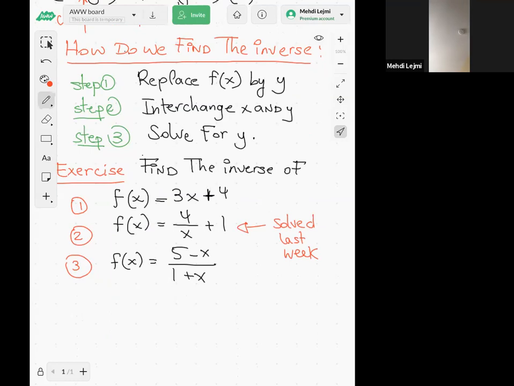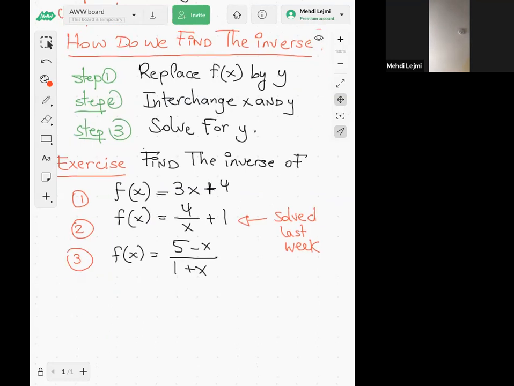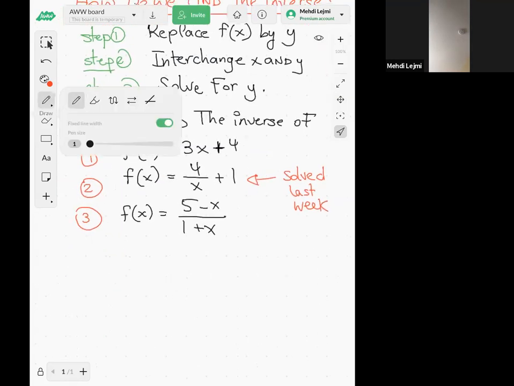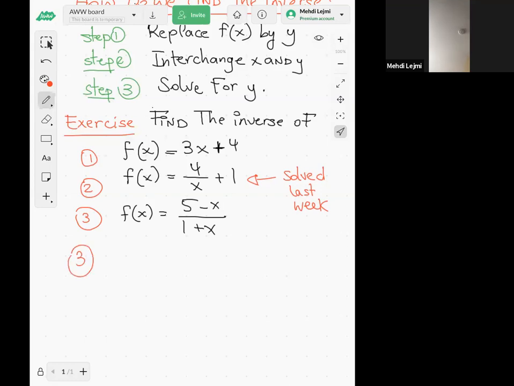So we solved number 2 last week, so you can check the notes or the recording from last week. Let's do the third function, number 3. Step 1, we said replace f of x by y. Here is my f of x, so it becomes y equals 5 minus x over 1 plus x.